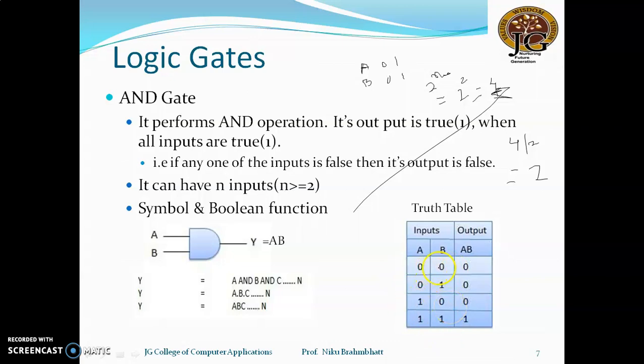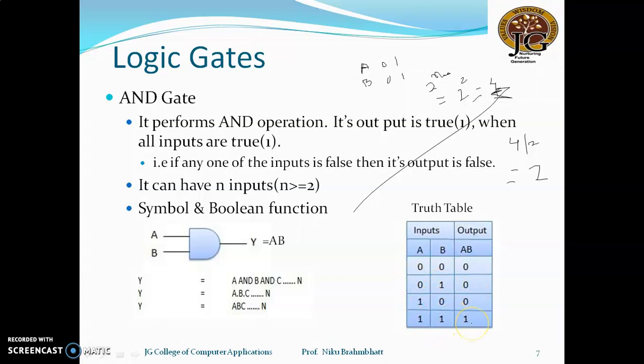After that, put these values in the Boolean expression or Boolean function and find out the answer of AB as output. So let us say 0, 0. Then 0 into 0, output is 0. If you say 0 into 1, output is 0. If you say 1 into 0, output is 0. And when you say 1 into 1, output is 1.